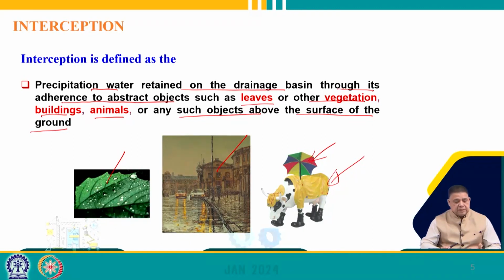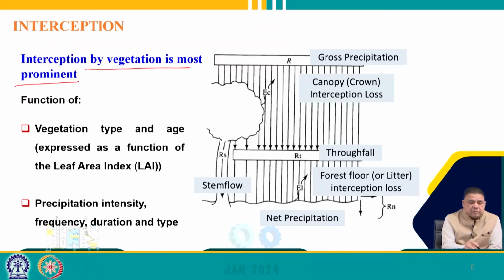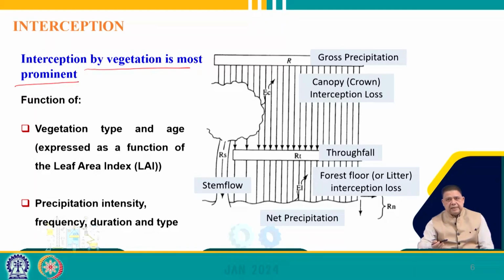That is, a part of precipitation which does not reach the ground surface and adheres to abstract objects, maybe leaves, vegetation, buildings, animals or any such object, that is interception. Now, out of all these abstract objects, interception by vegetation is most prominent in the hydrological cycle, and that is our main focus when we talk about interception.